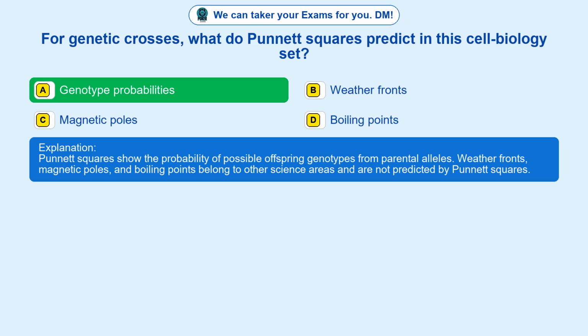Punnett squares show the probability of possible offspring genotypes from parental alleles. Weather fronts, magnetic poles, and boiling points belong to other science areas and are not predicted by Punnett squares.